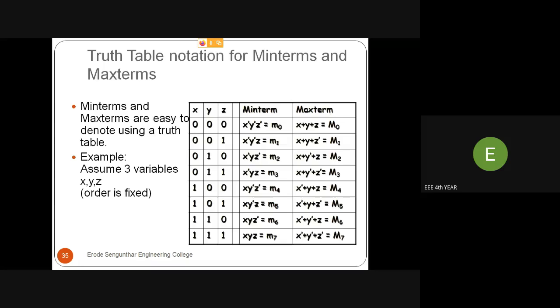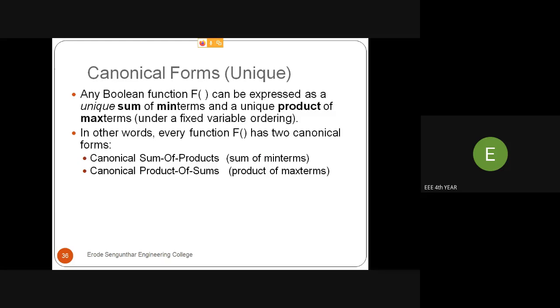Small m denotes a min term. In a max term, it denotes capital M0, so the Mj value is 0. Now when the inputs x, y, z are 0, the max term is uncomplemented. So it is x plus y plus z. Here the max term is a sum term. Both min term and max term are opposite to each other. Canonical forms consist of canonical sum of products and canonical product of sums.